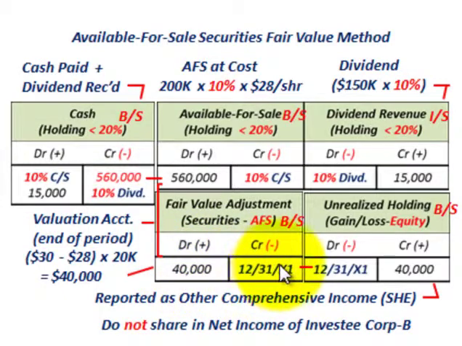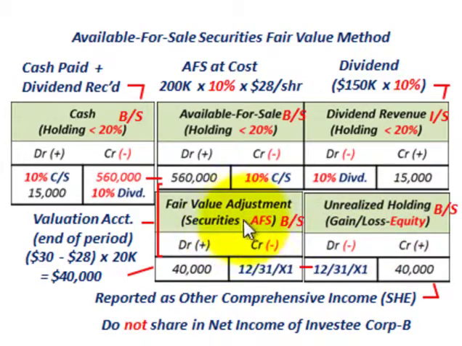So you debit, or you increase, your fair value adjustment by $40,000. Again, 12/31/X1, and then any adjustments that you make to your fair value adjustment account go into an unrealized holding gain or loss account as part of equity on the balance sheet. So we had that debit to our fair value adjustment, increased for the value of those securities for the period by $40,000. So our credit goes to the unrealized holding gain or loss as part of equity for $40,000.